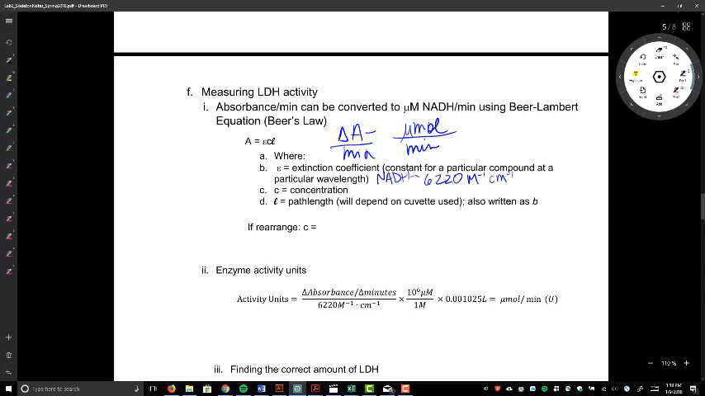C is the concentration. Rather, remember this is a rate, actually. That's micromole, it's going to be a rate, micromole per minute. And then L, also written as B, is the path length. It will depend on the cuvette used, but for our lab, this is going to be 1 centimeter. Don't get too comfortable with using 1 centimeter because I'm perfectly capable of switching that up in the practice problems. And if we rearrange, we get C equals A over epsilon L.